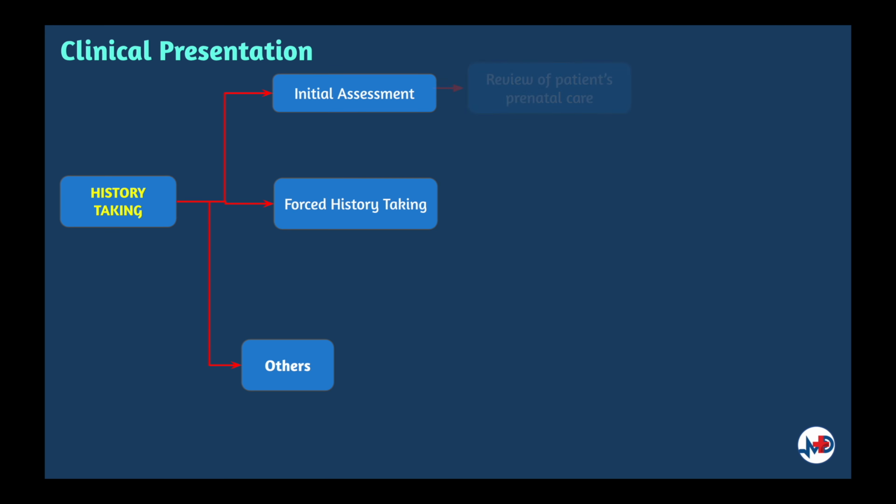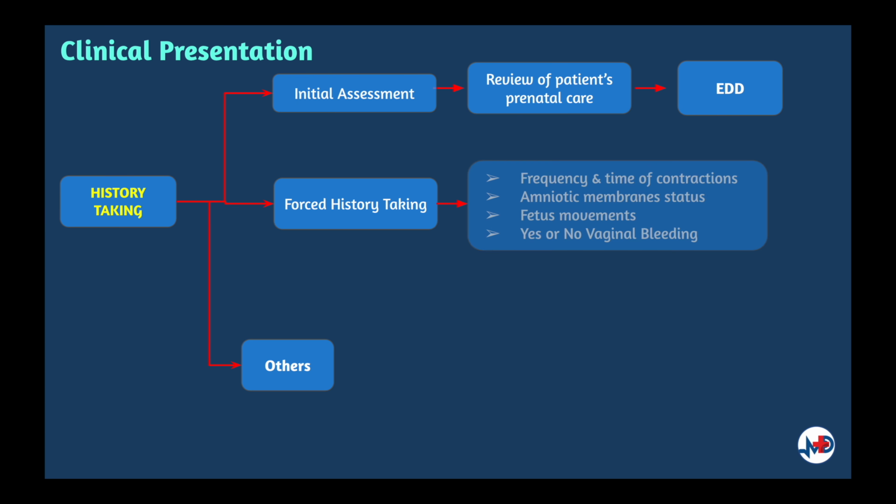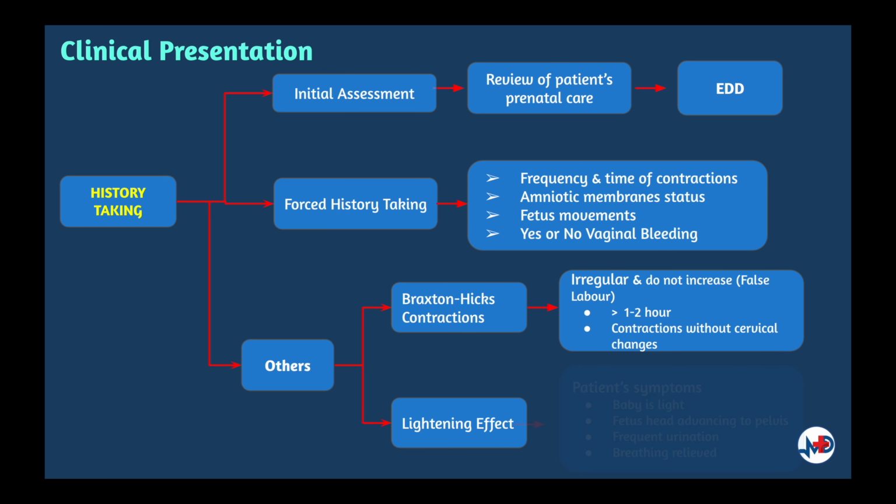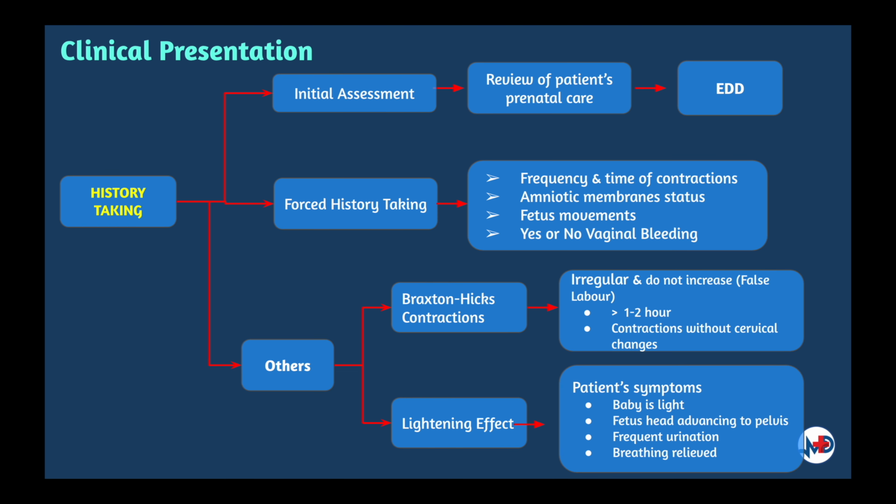Now let's take a look at the clinical presentation. The initial assessment should include a review of the patient's prenatal care, including confirmation of the estimated date of delivery. A focused history taking will include the frequency and time of onset of contractions, the status of the amniotic membranes, whether the amniotic fluid is clear or meconium stained, if the membranes have ruptured, fetal movements, and presence or absence of vaginal bleeding.